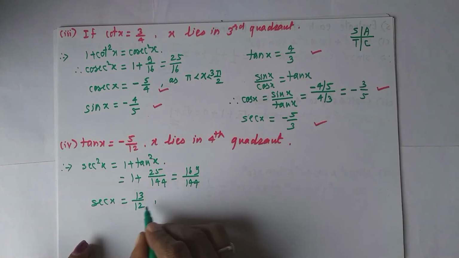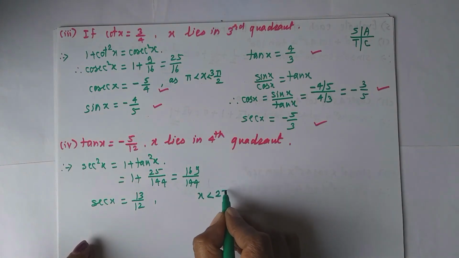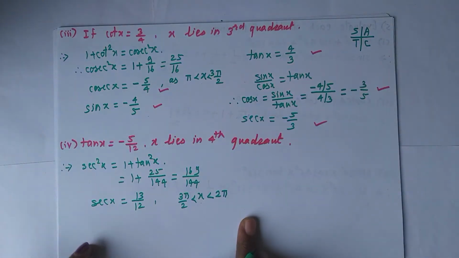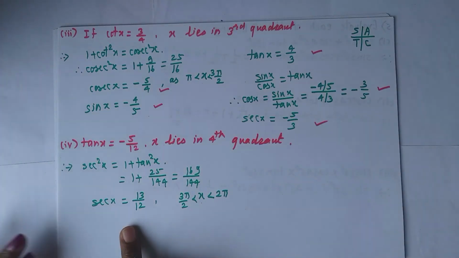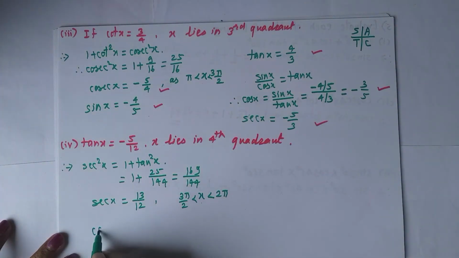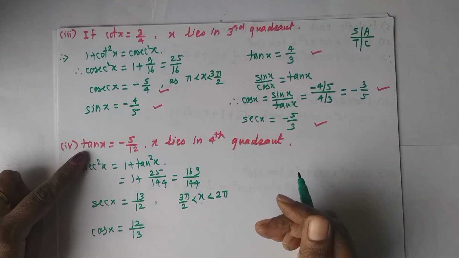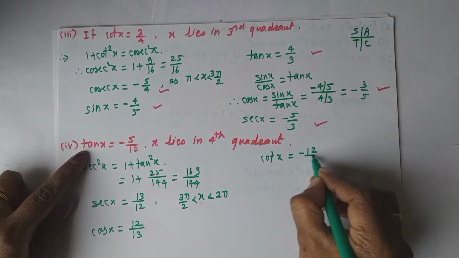And why are you taking positive? You write down the reason, as x lies in the fourth quadrant. Fourth quadrant means 3 pi by 2 to 2 pi. Okay, as x lies in the fourth quadrant, therefore you are taking the positive value. You take the reciprocal of sec, you will get cos, and cos will be 12 divided by 13. You take the reciprocal of tan, you will get cot, that will be minus 12 by 5.